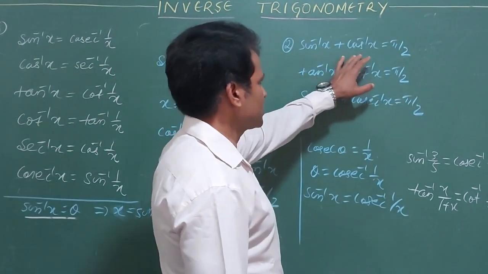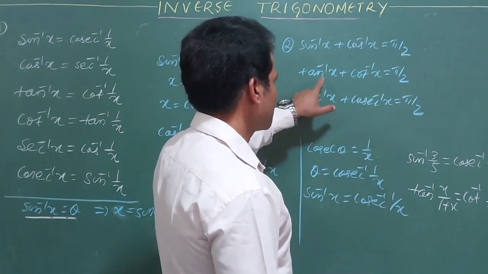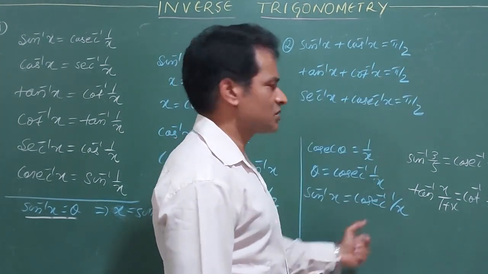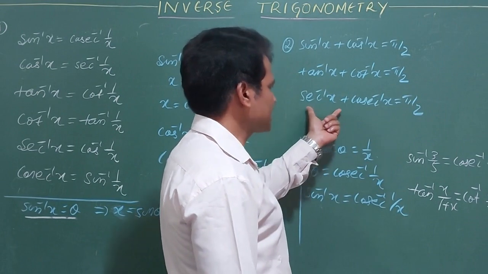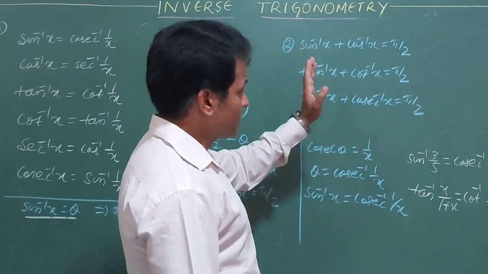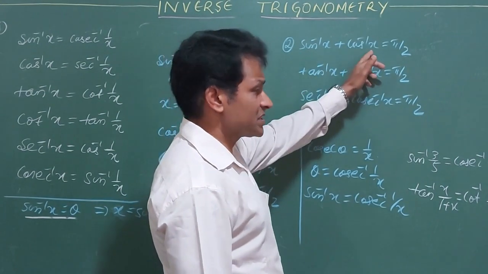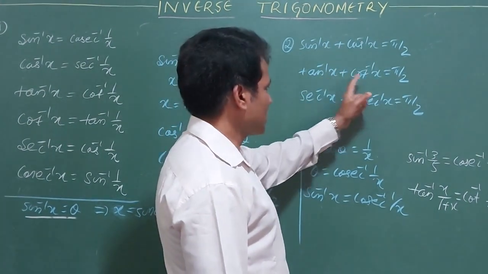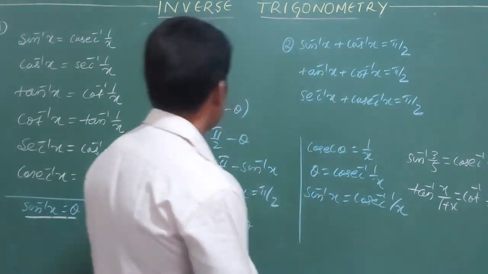Sin inverse x plus cos inverse x is equal to pi by 2. Tan inverse x plus cot inverse x is equal to pi by 2. Sec inverse x plus cosec inverse x is equal to pi by 2. Again, one proof I give you. But you need to understand the arguments need to be the same here. Both are x, it cannot be different. The proof I am showing.